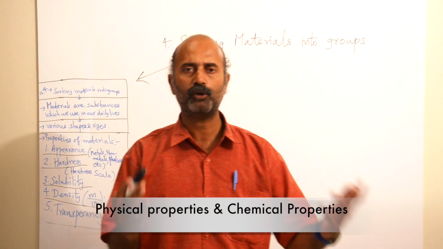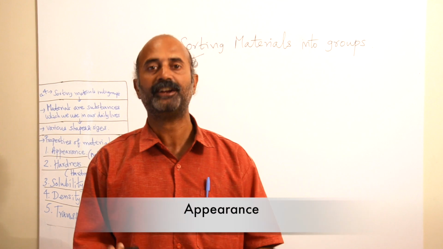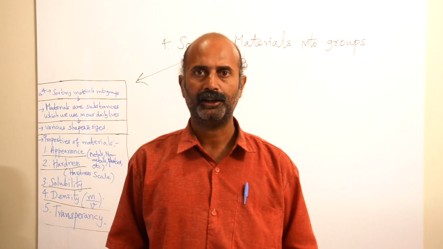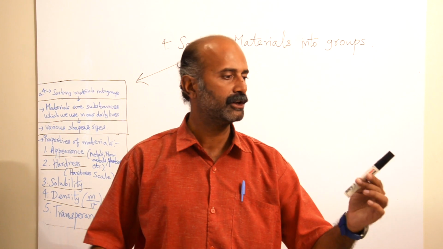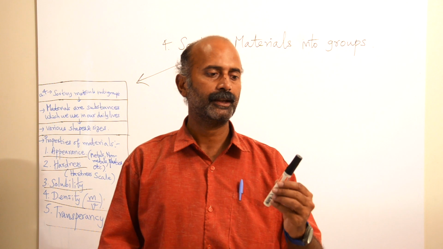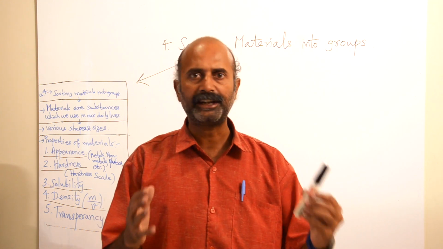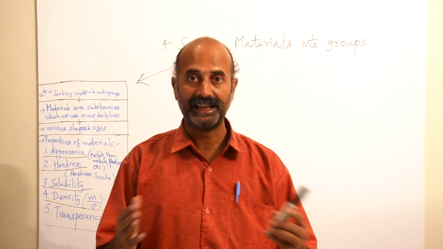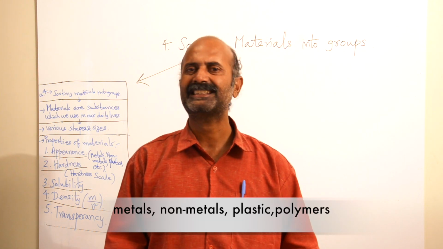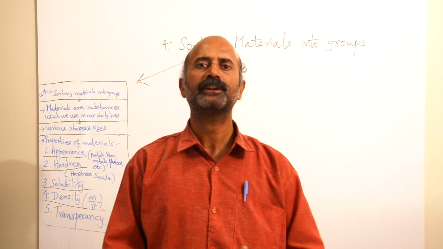The first and foremost property is appearance. Whenever you see a material, what is the first thing you look at? You look at the appearance. If the appearance is cool, you are attracted towards it. So the main thing is appearance, how the material looks. Like I said, there are many kinds of materials: metals, non-metals, plastics, polymers. How does appearance matter?